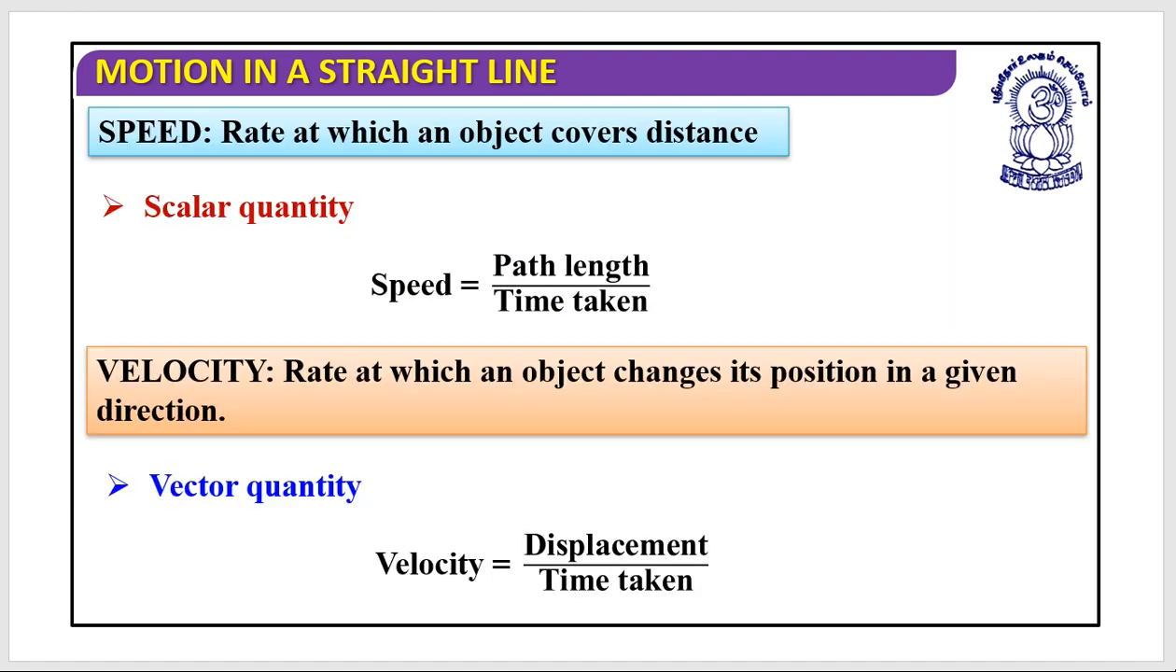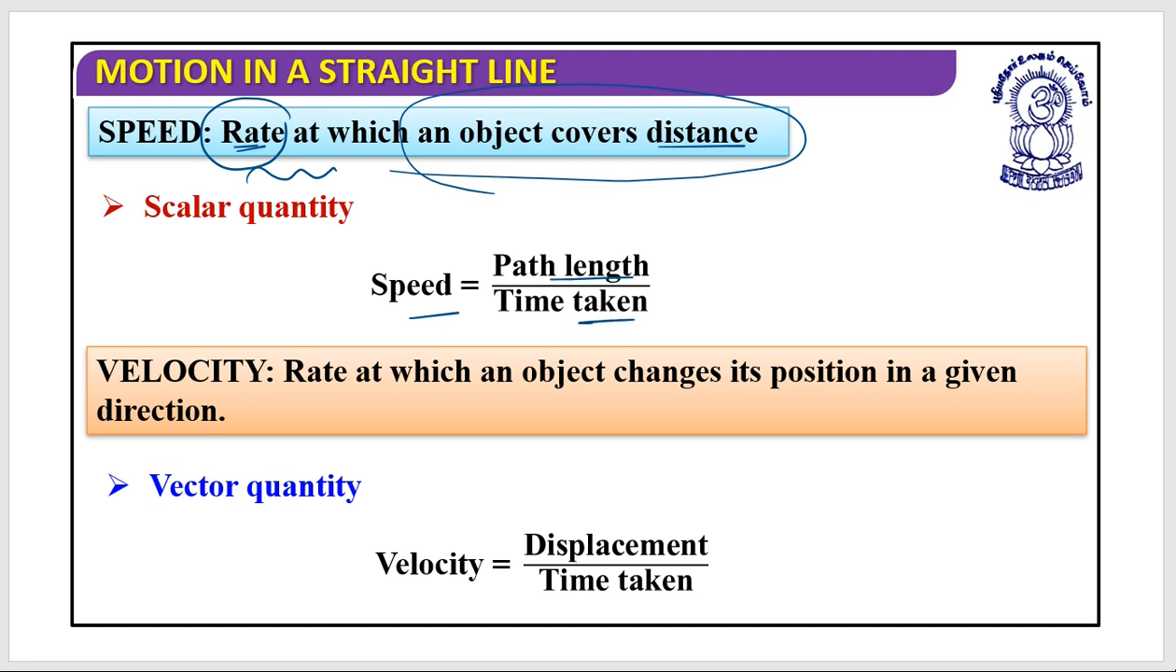Okay. Now let's look at two quantities: one is speed, another is velocity. What is speed? It is the rate at which an object covers distance. Whenever the word rate comes, not only for speed, throughout 11th and 12th physics, you must know that a certain quantity is going to be divided by time. So here distance is divided by time. The formula is: speed equals path length divided by time taken.